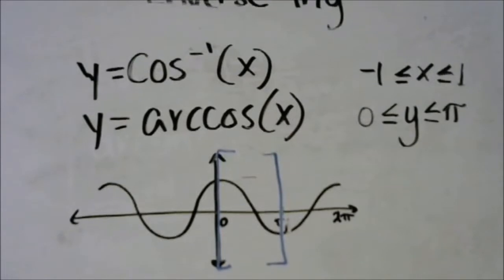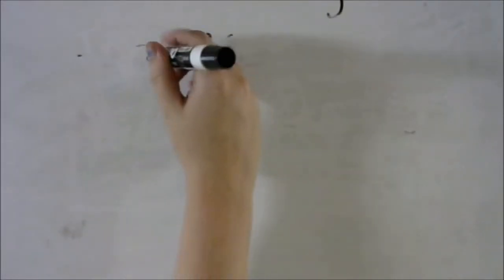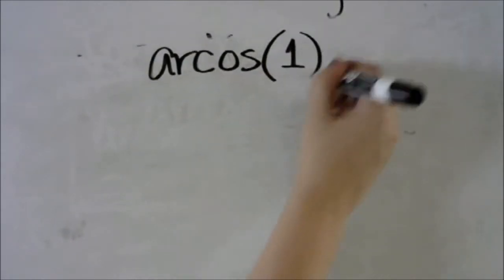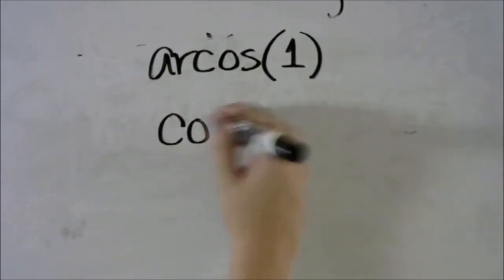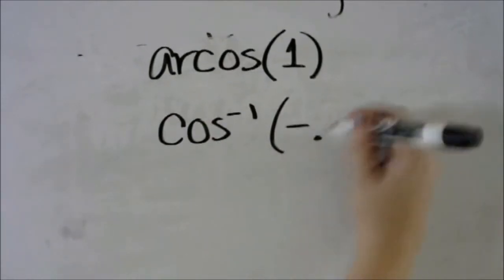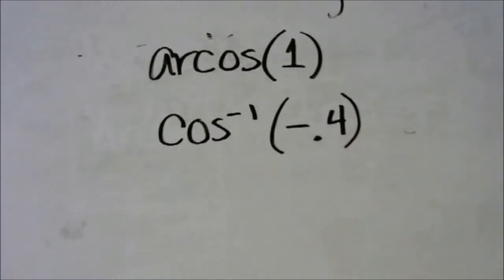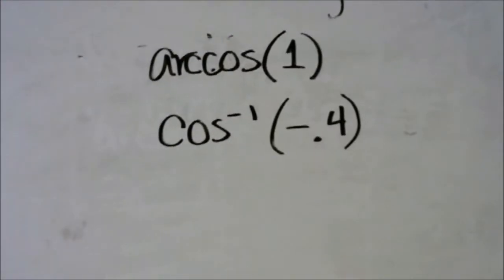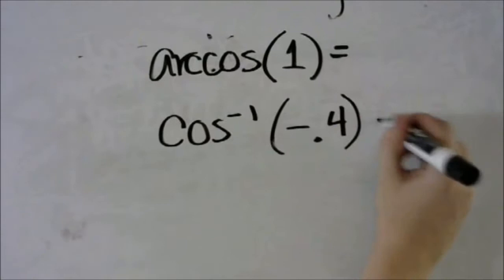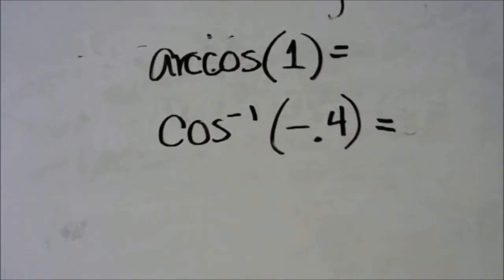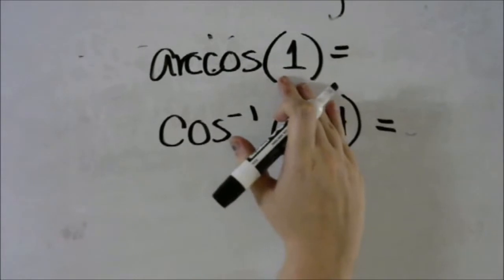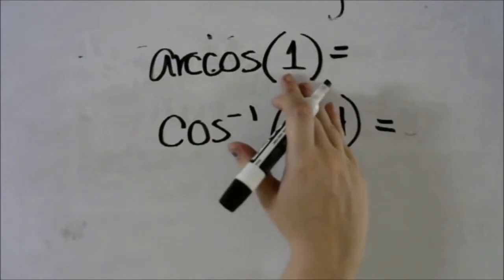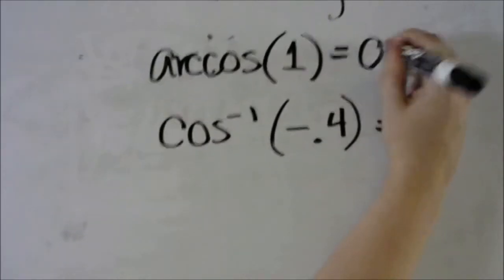Let's take a look at two cosine examples. For our first example, we'll do arc cosine of 1. And for our second example, we'll do inverse cosine of negative 0.4. For the first example, we're looking for the angle on the unit circle between 0 and pi whose cosine value is 1. That angle is 0.